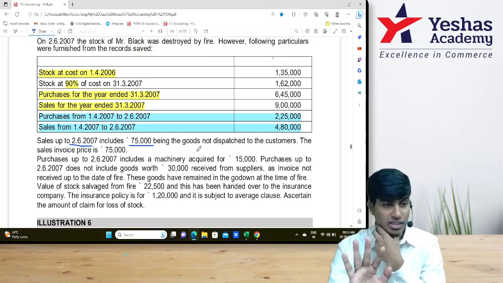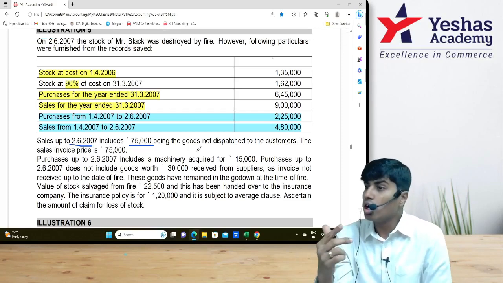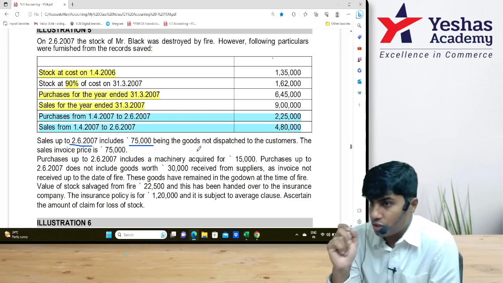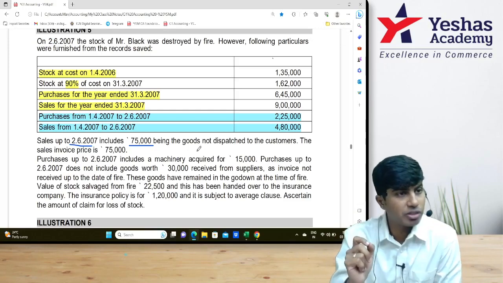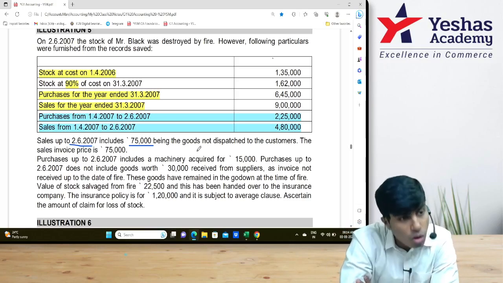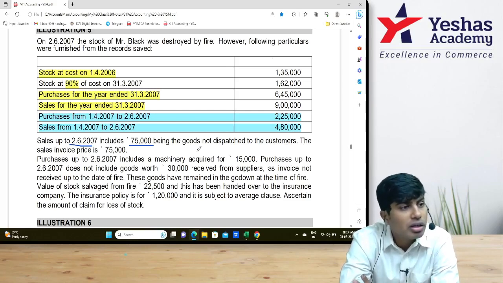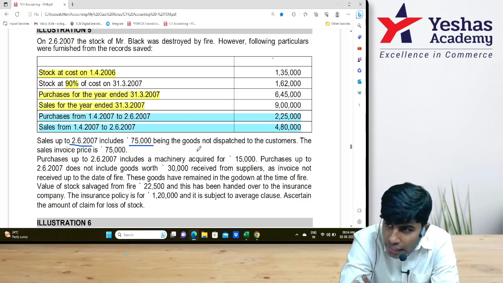These are actually sales. Invoice might have been given, money also might have been collected. Goods are not dispatched. Underline the words not dispatched. So what? It is part of our closing stock. Underline and write: this is part of stock as on date of fire.